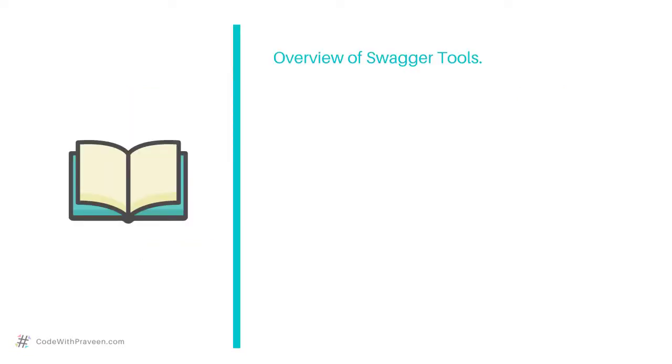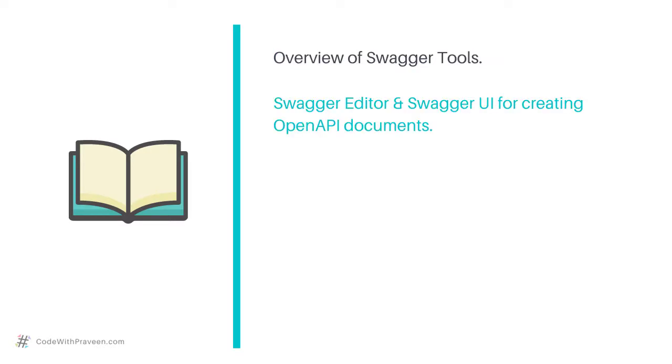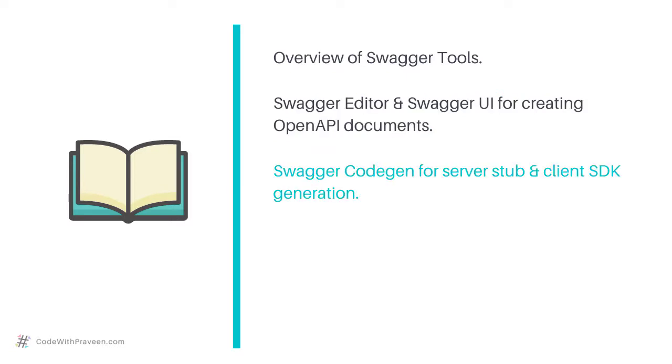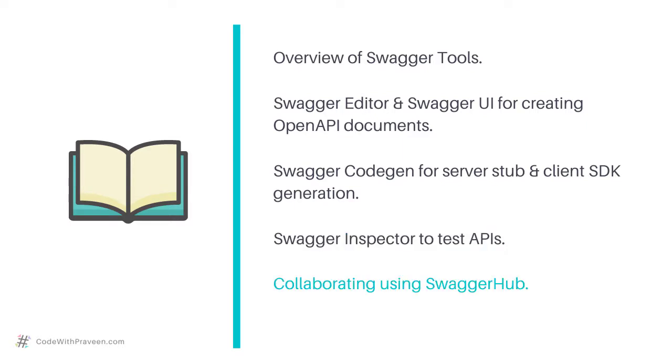Some of the topics you learn include an overview of Swagger tools and its types, including SwaggerHub, using Swagger Editor and Swagger UI for creating OpenAPI specification documents, using Swagger Codegen for server stub and client SDK code generation, instructions to use Swagger Inspector to test APIs, collaborating with team members using SwaggerHub, and so on.